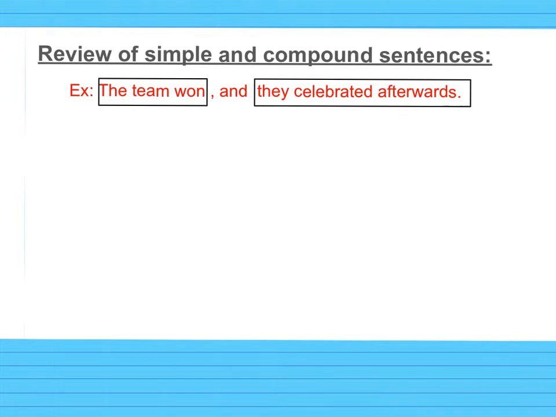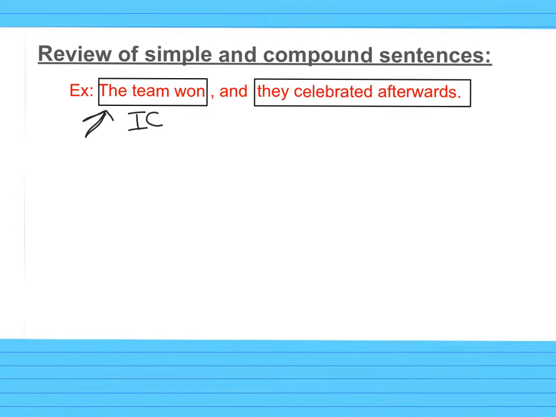Let's take a look at this following example of a correctly written compound sentence. The team won and they celebrated afterwards. This is a correctly written compound sentence because it has a few different things. For one, this first part of the sentence, we can refer to it as an independent clause or a complete thought, which we show by boxing that clause in. It's considered a complete thought because it has a subject and a verb.